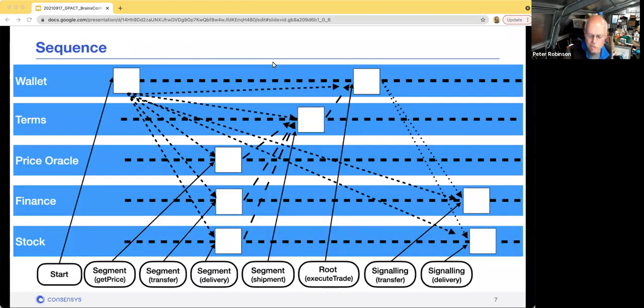When GPACT executes that call execution tree that we saw with the trade finance, you start off by submitting a start transaction, which emits a start event, and that essentially commits you to the call execution tree. Then the segments of the call execution tree get executed from the leaves up. So you execute the segment for the get price, the transfer, and the delivery.